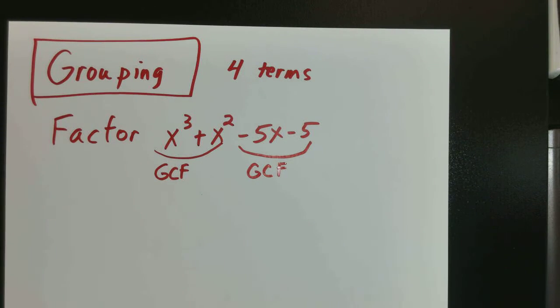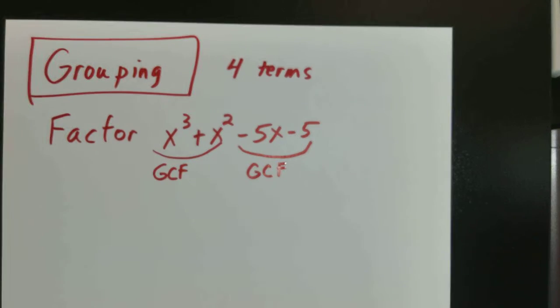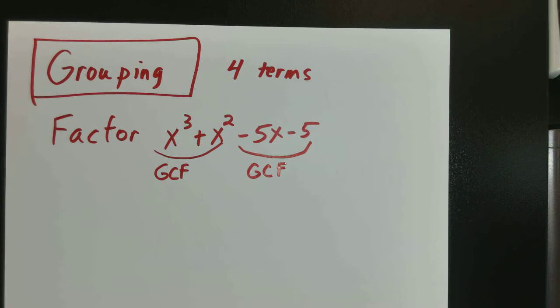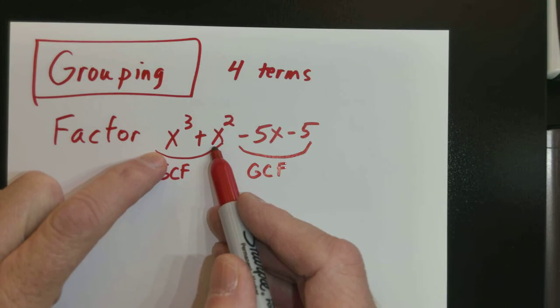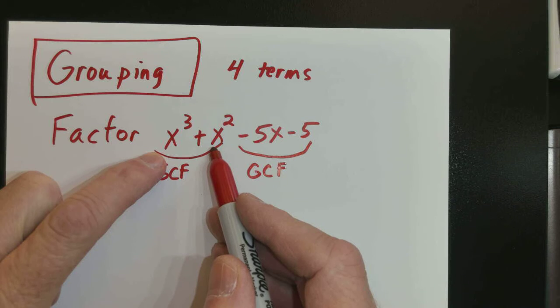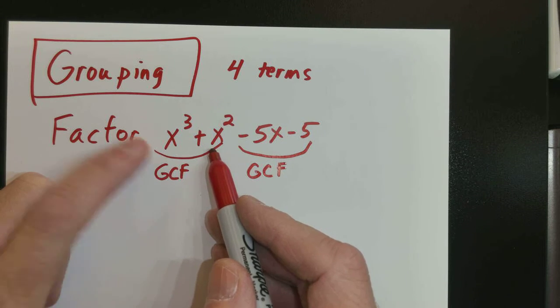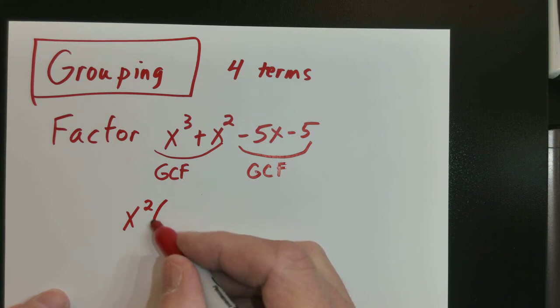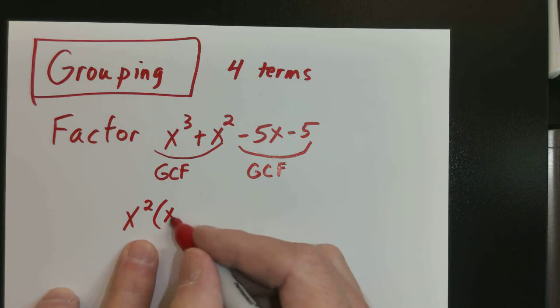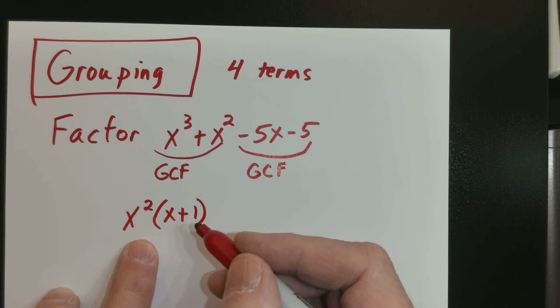And then you see, is that GCF common to both of them? And if it is, then we can move on. If it's not, we're not going to be able to factor it this way. Okay? What is the GCF for x cubed and x squared? Mackenzie? X squared. Okay, and then in parentheses we'd have x plus 1. Correct?